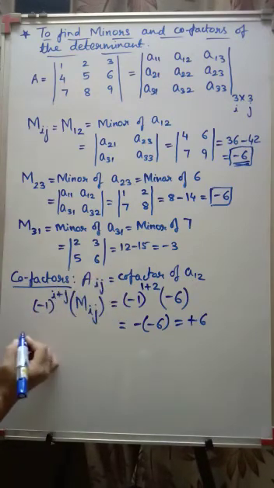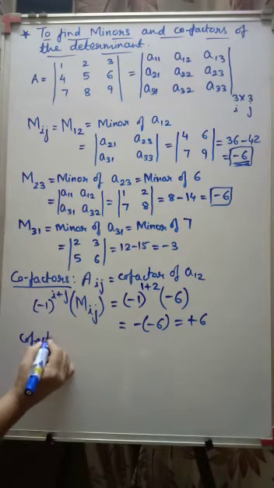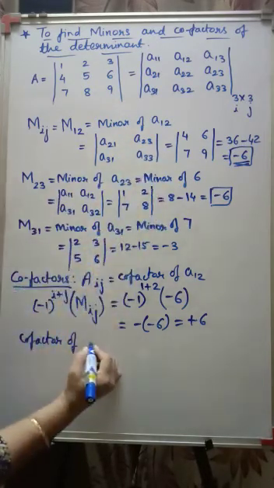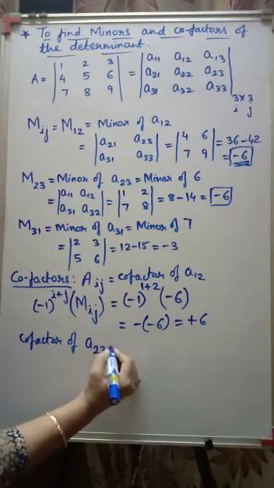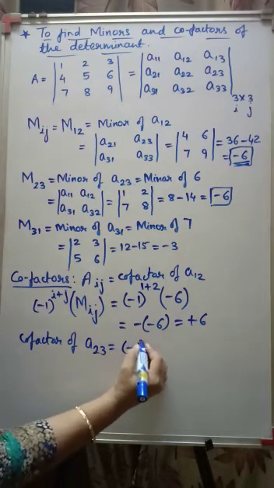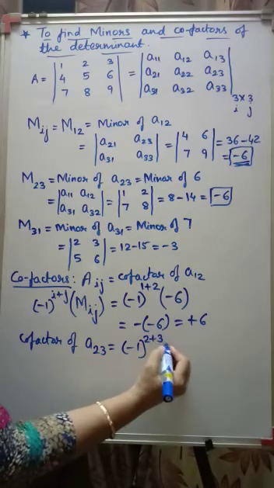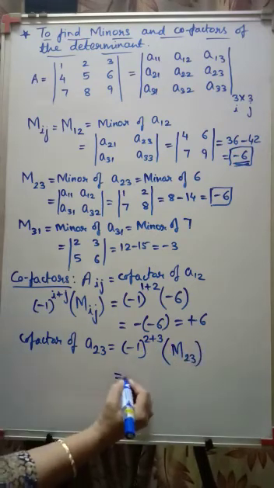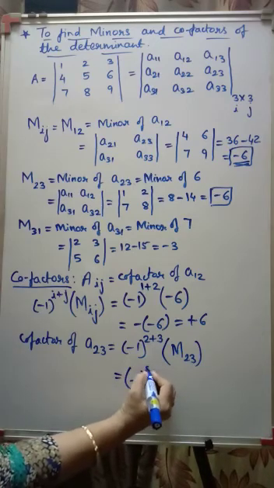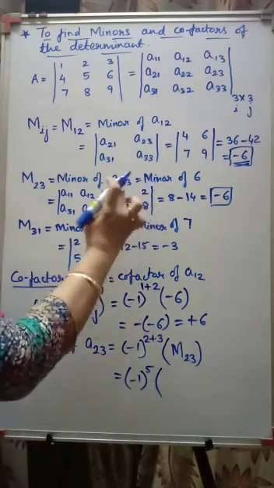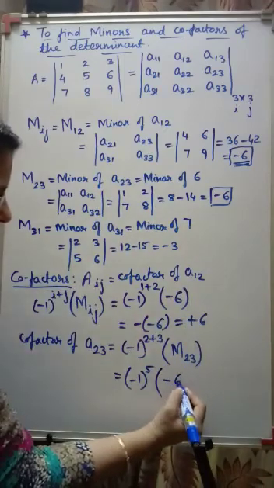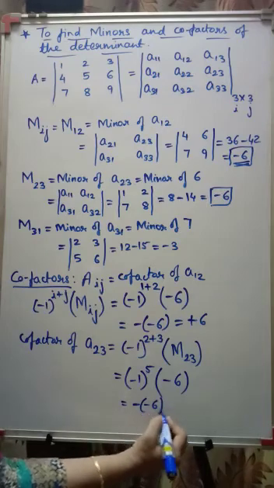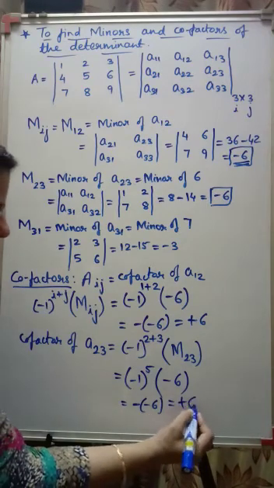Next, if I want to find the cofactor of A23, it means minus 1 to the power 2 plus 3 into the minor of A23. So this is minus 1 to the power 5. What is the minor of 2,3? It is minus 6 again. So minus 1 to the power 5 is minus, times minus 6, which is equal to plus 6.